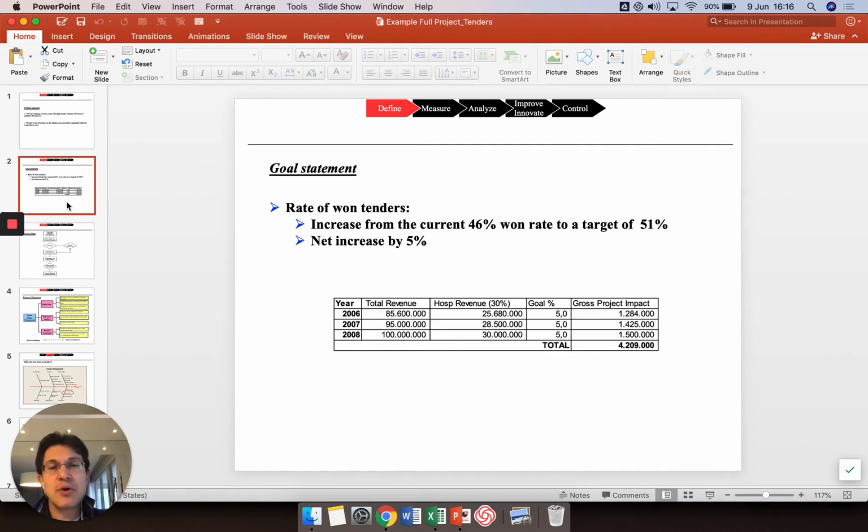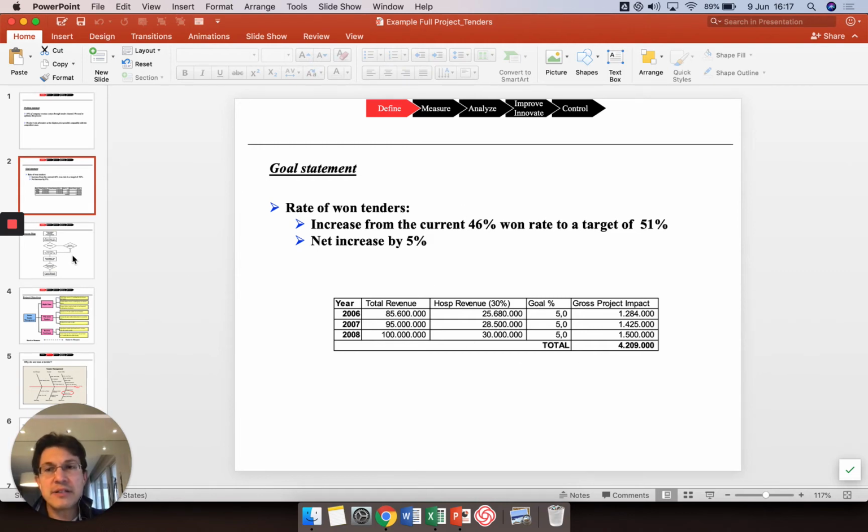Then a Six Sigma project was started. Here, some background. The company needed to increase the winning rate from 46% to 51%. Okay, a net increase of 5%. These were the revenue year by year, and these were the projected project impact in case they achieved the 5% increase on the sales. So the project would generate $4 million in extra revenue.